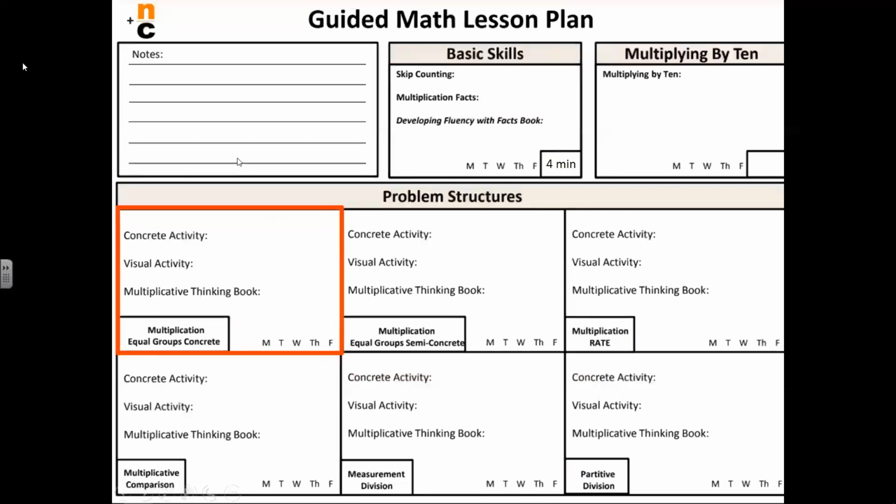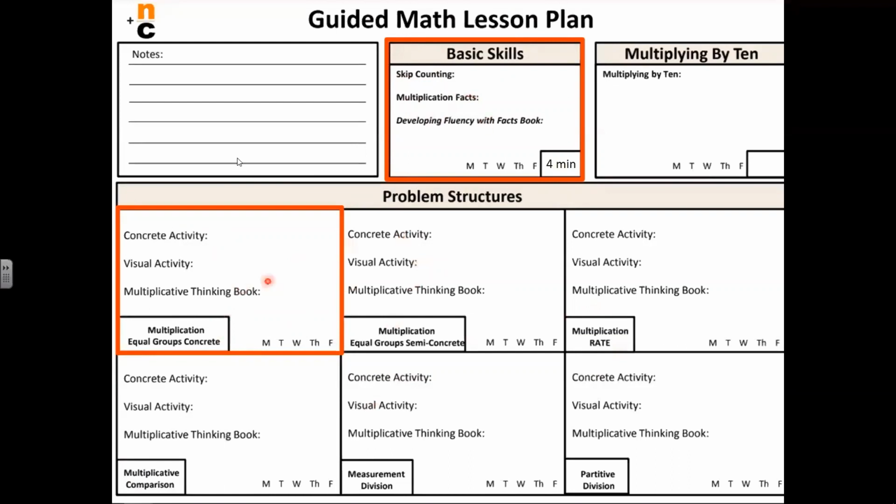You go ahead and this would just be where you fill in your information for there. Remember, you'll always be doing something with one of the basic skills, whether it's skip counting or multiplication facts, or you'll be working on one of these structures and deciding what you're going to do with those structures. And then the rest of these will just be blank.